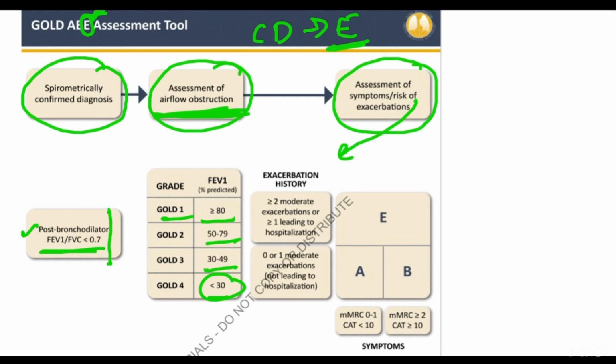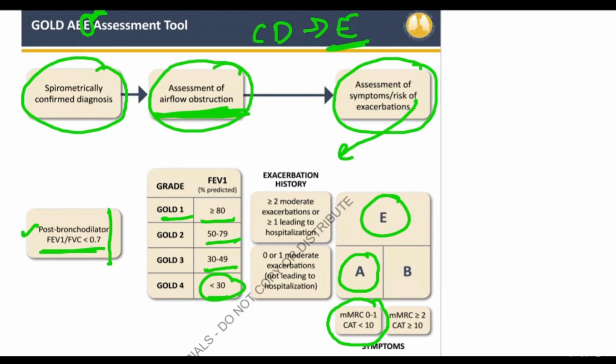First of all, we have to check the number of exacerbations, and then we have to check the MMRC or CAT grading. If the MMRC grading is 0 to 1, the CAT scoring is less than 10, and there are 0 to 1 exacerbations, then this is the lower category. If there are two or more exacerbations, or there is a history of hospitalization, then we will simply call it the E category.